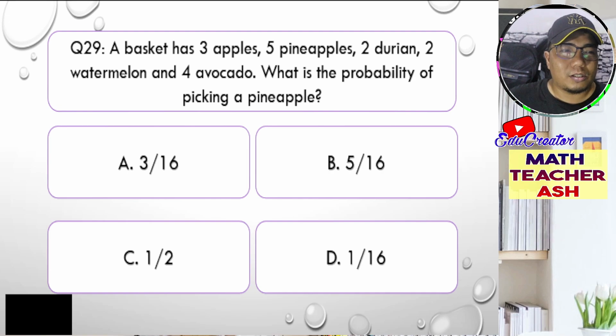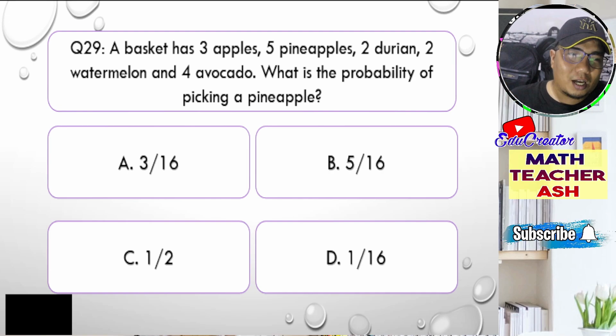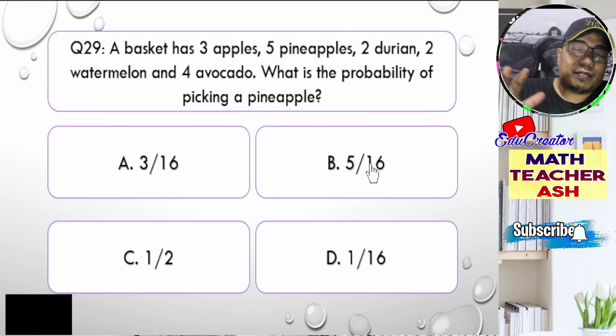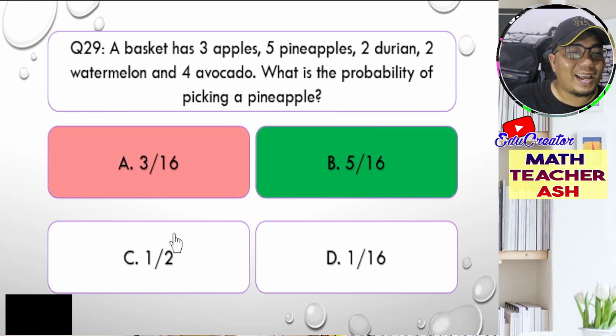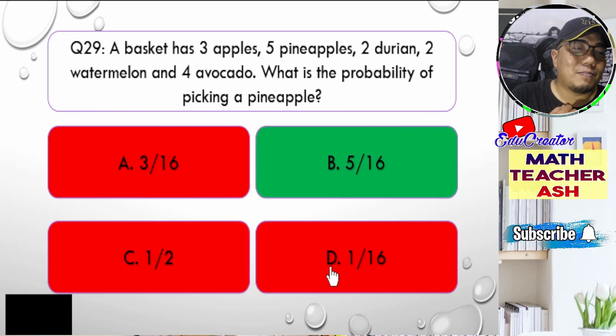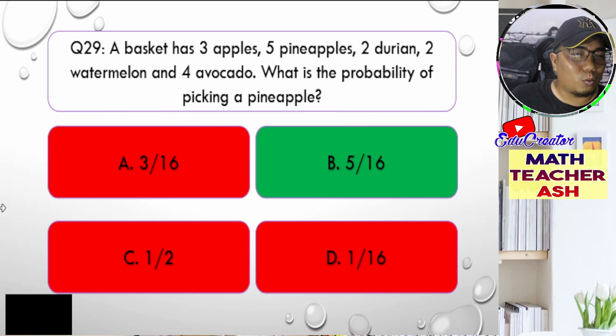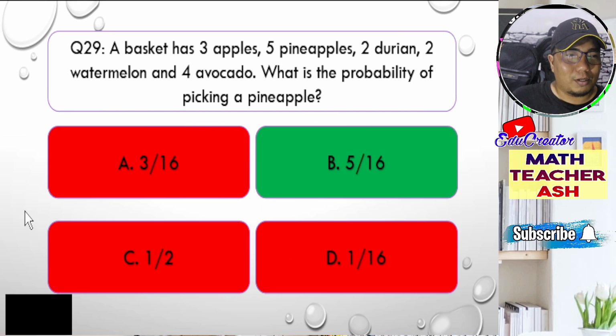Okay, math learners, we just need to consider the outcomes and the sample space. The sample space is the total of the given fruits in the basket. So 3, 5, 2, 2, and 4, if you add them together, that is 16. But the question here is picking a pineapple. So how many pineapples are there? That is 5. So there are 5 out of 16. Therefore, the correct answer is letter B. Okay, so we are correct, my dear math learners. I hope you got that one. Now, let us go to question number 30.